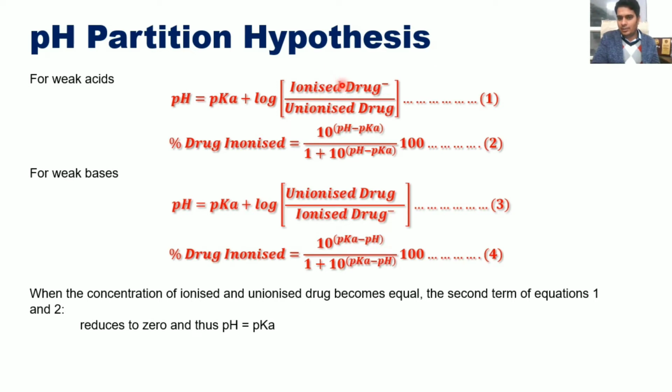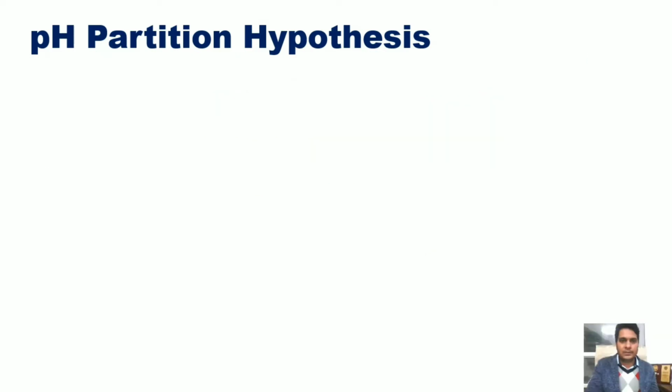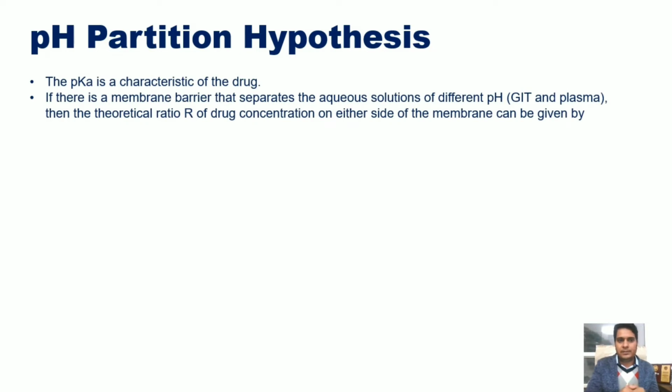This term will be equal to 1, and here also the term will be equal to 1. So this is the simplified Henderson-Hasselbalch equation. Now the pK is a characteristic of the drug, just like log P, which is also a characteristic of the drug.